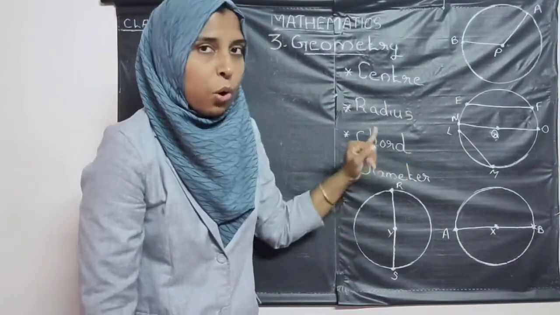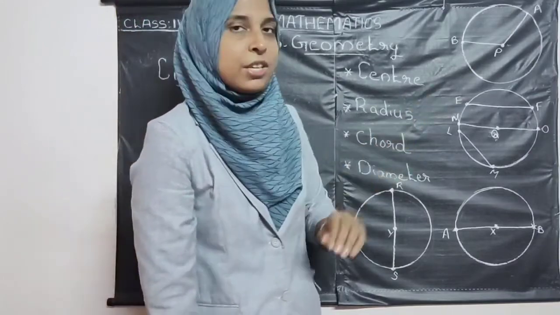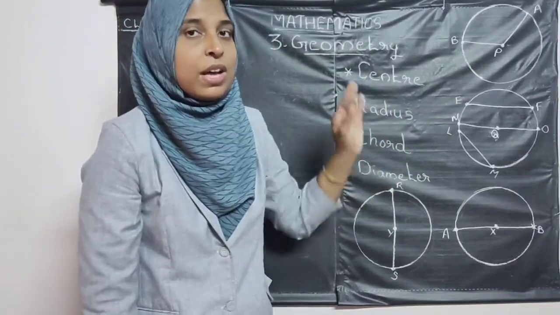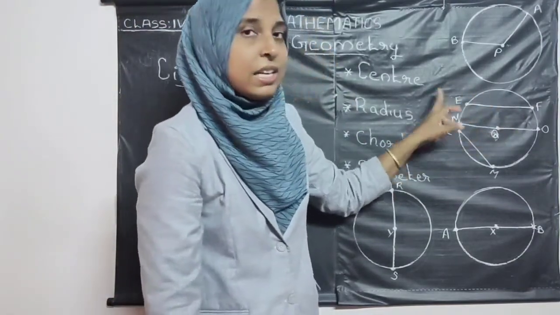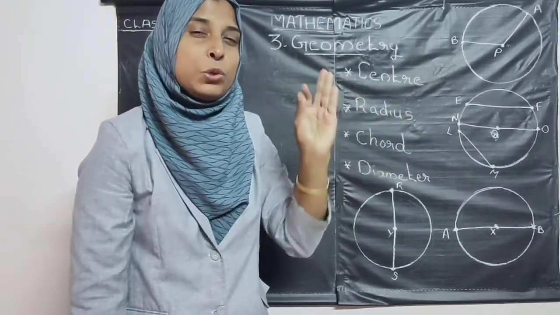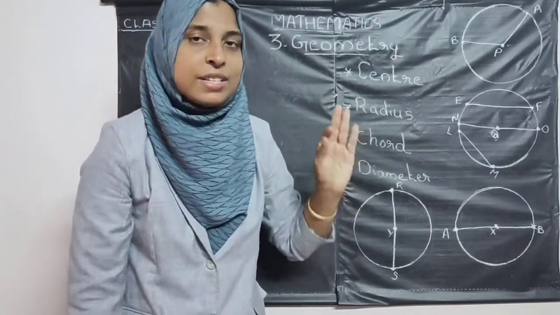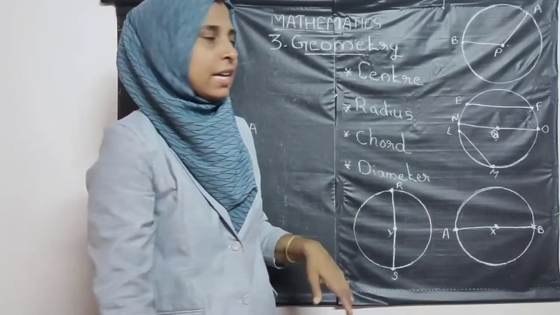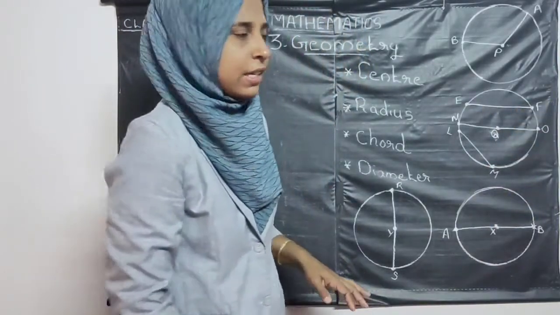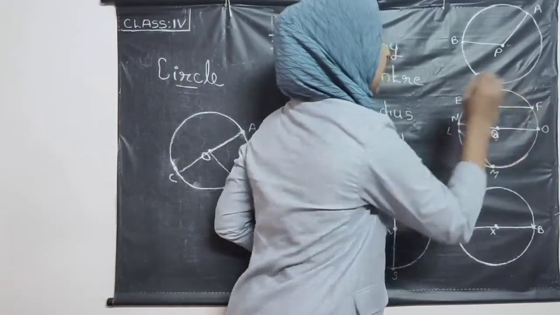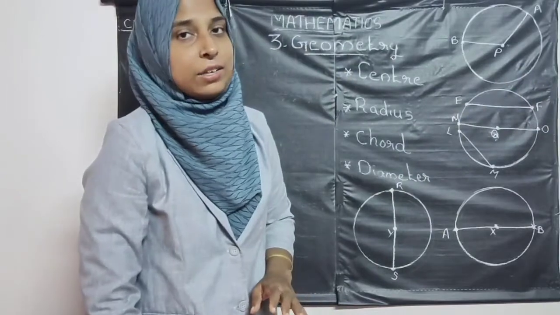Next, chord. Chord. Look here, children. Chord is also a line segment. It is a line segment that joins any 2 points on the circle. Here E and F are 2 points on the circle. When I join this E and F, we got a line segment. This EF is a chord.